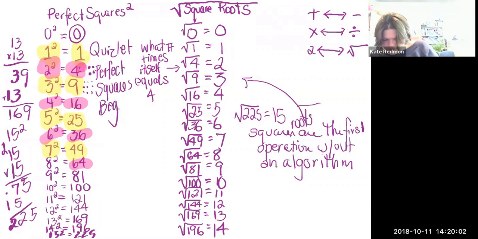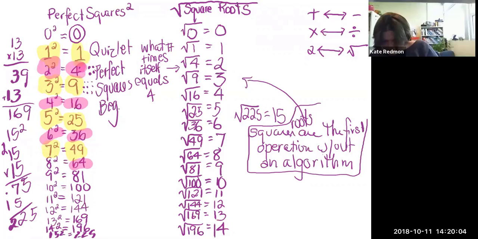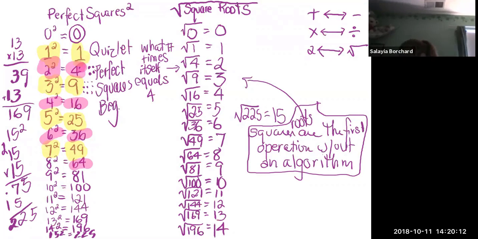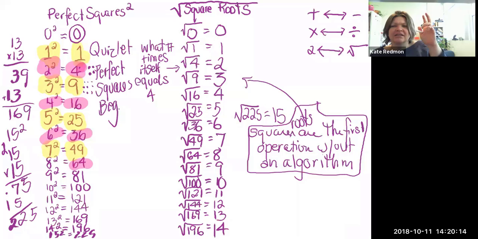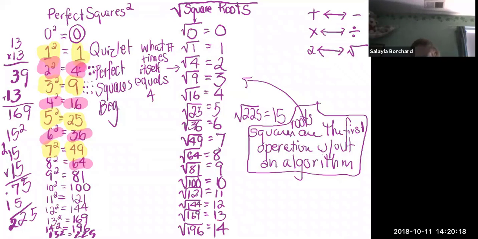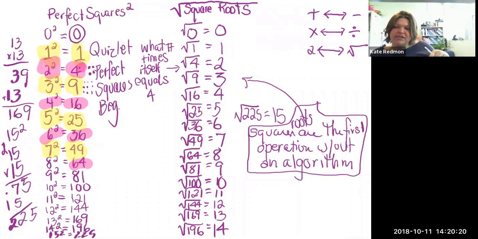Square roots are the first operation we've seen, at least in our classes, without an algorithm. What does that mean? That means I don't have a step-by-step process to just simplify it. The only thing I have is my common sense, and by memorizing those perfect squares, that's what's going to help you get your answer. So shall we look at some applications of this?